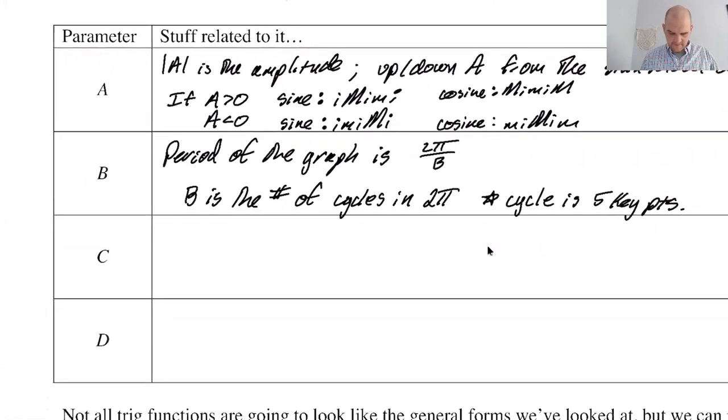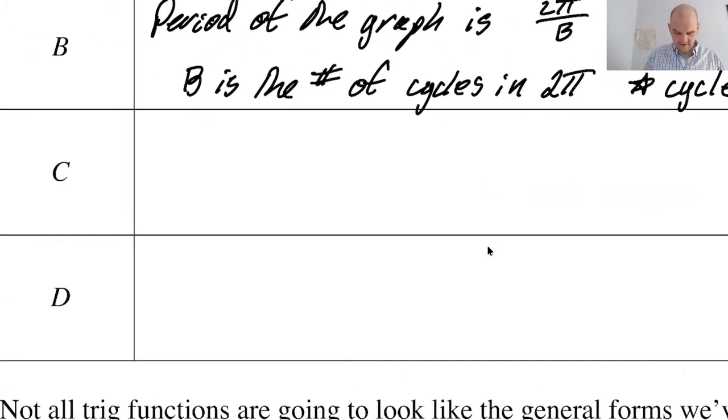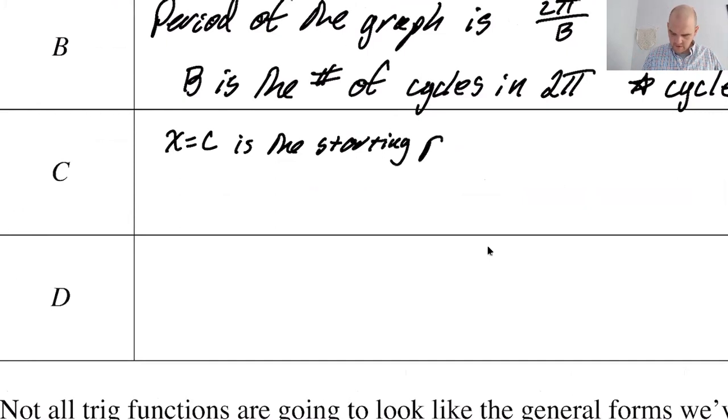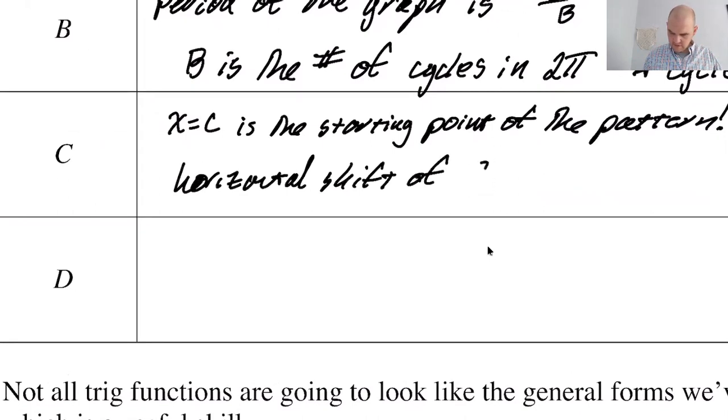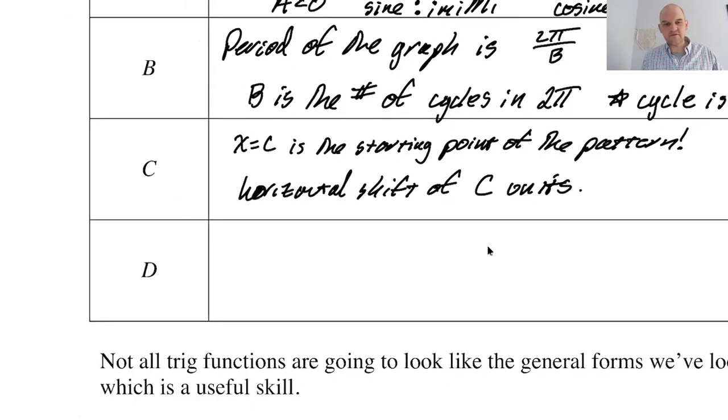So then C is, so I'm going to say that x equals C is the starting point. So this will make more sense when we actually graph some of the pattern or of a cycle. So it's the starting point of the pattern, and you shift horizontally. Horizontal shift of C units.